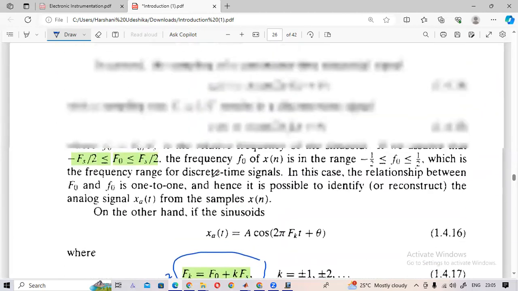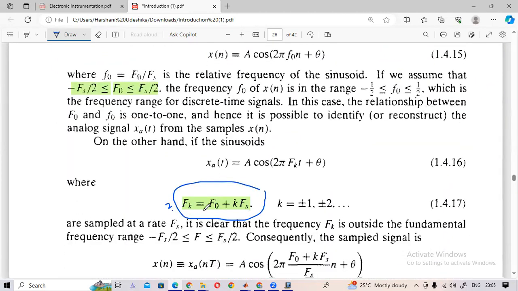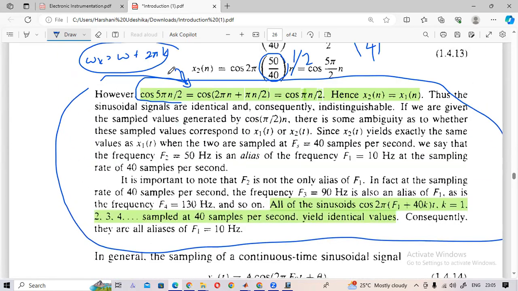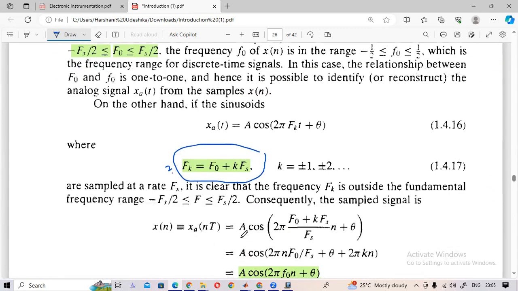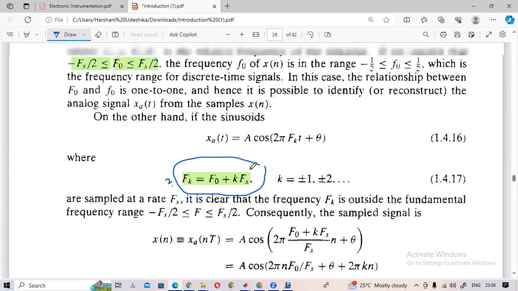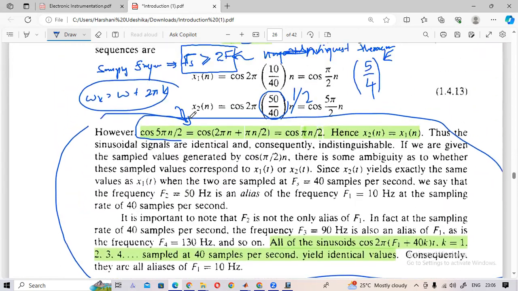Anyway, this one is also derived using this one. The sampling frequency is also there. This is not the normalized frequency, this is the normal frequency. So definitely this relationship should be derived using this one.